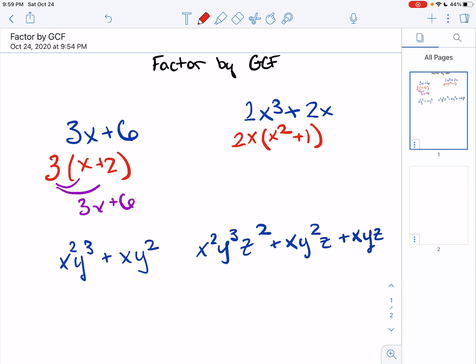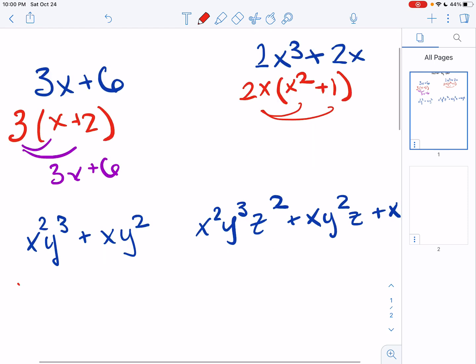And like I said, we can always distribute back in to make sure we're right. 2x times x squared is 2x cubed. 2x times 1 is 2x, and we're good. The third one, we would factor out, we have x squared in the first term. We have x in the second term. So what's the greatest thing that's shared in terms of x? It's only x. So we can only remove an x.